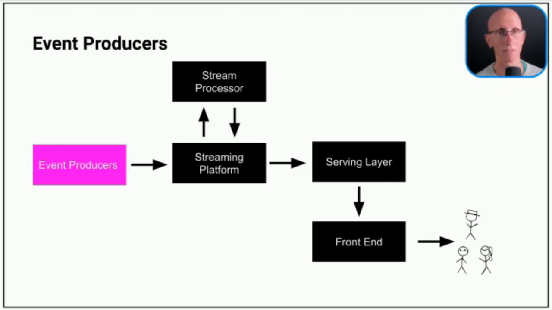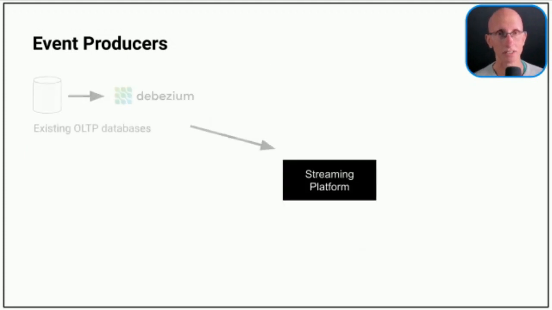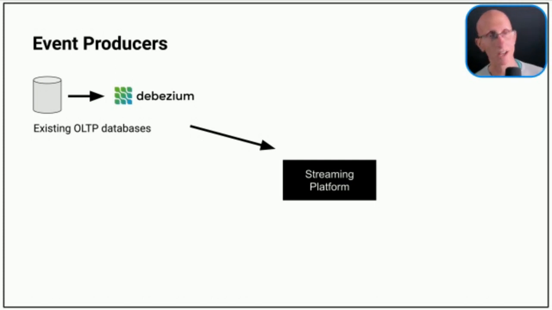So we'll start with the event producers. Where do events come from? The first place is they could come from our existing infrastructure, so existing OLTP databases. We could use the change data capture pattern to capture the changes that are being made to our OLTP databases in MySQL or Postgres. We're using tools like Debezium to stream those messages into the streaming platform.